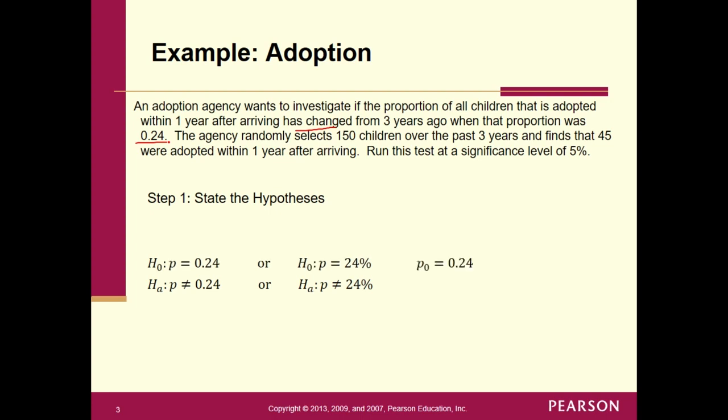What is the null going to be? Equal to 0.24. So P is equal to 0.24. That means P sub 0 is 0.24.